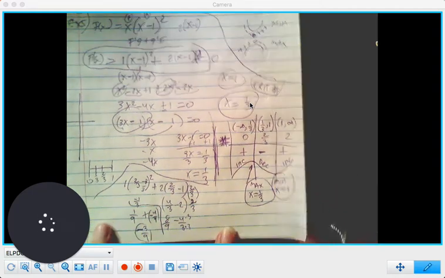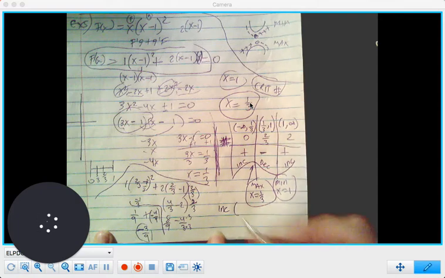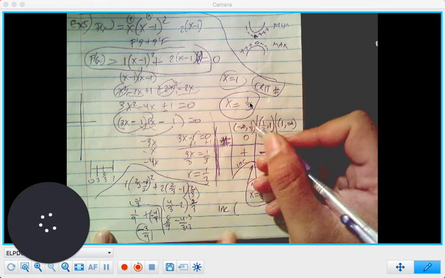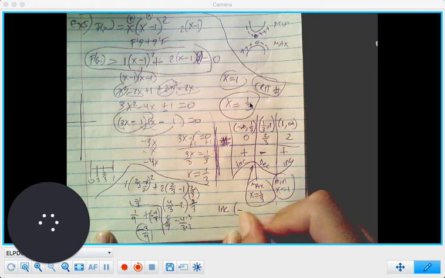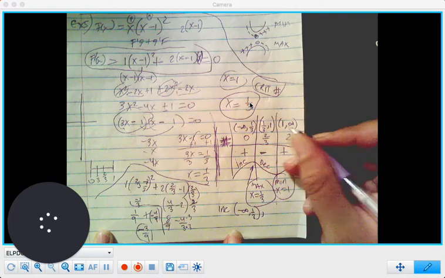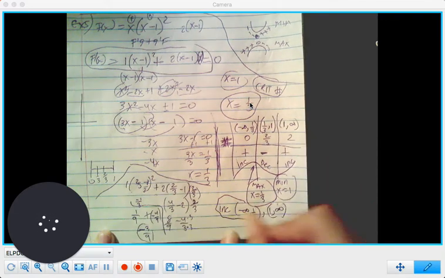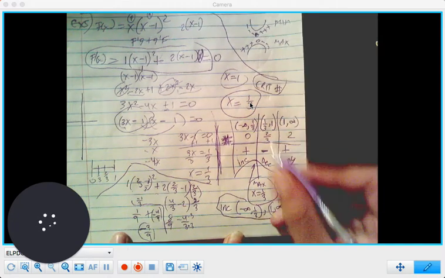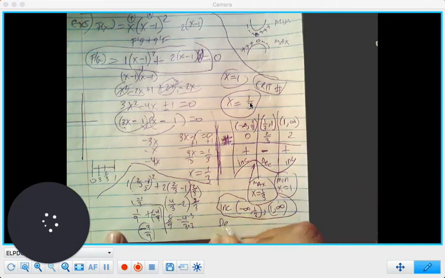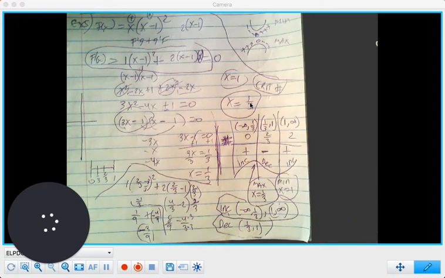Okay? Now we need to do the intervals of increasing. So increasing, negative infinity to 1/3, comma, there's another one, 1 to infinity. Cool? Do you have decreasing? Yeah, we do. It's this one here. So decreasing from 1/3 to 1. Okay? And we are done with that problem.